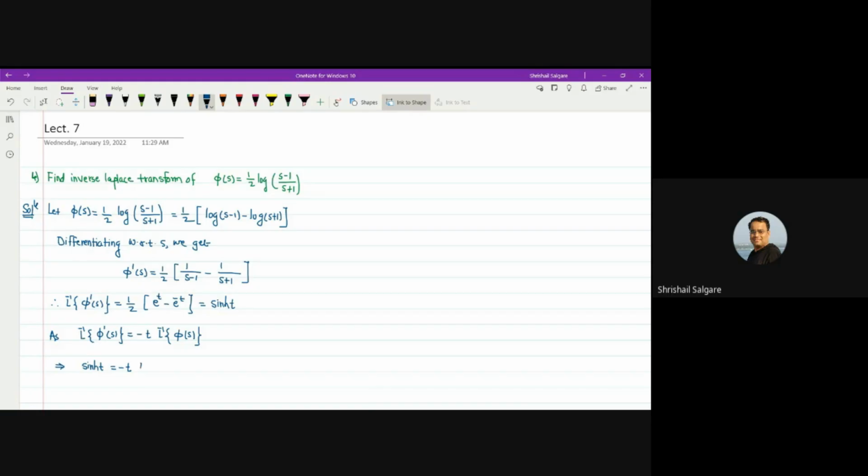I will write L inverse of, what is your phi of s? 1 upon 2 into log of (s minus 1) divided by (s plus 1). Or the same thing, I will write L inverse of 1 upon 2 into log of (s minus 1) divided by (s plus 1). This can be written as minus hyperbolic sine t divided by t, and that is the final answer. Simply by using the derivative result, you are finding that. Okay, any doubt?